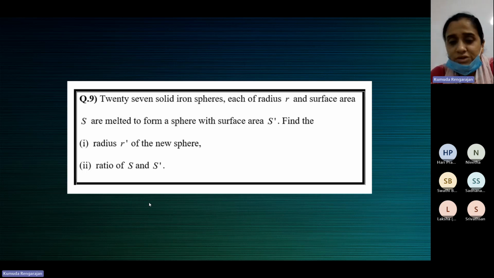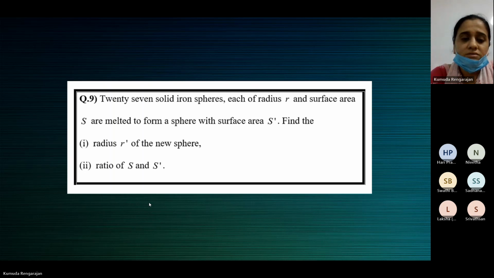This again is an important question. After that, Earth Moon sum, diameter of the moon is approximately 1/4 the diameter of the Earth. After that, this also is a very important question. 27 solid iron spheres, each of radius r and surface area s, are melted to form a sphere with surface area s dash. Find the radius r dash of the new sphere and also find the ratio of s to s dash.